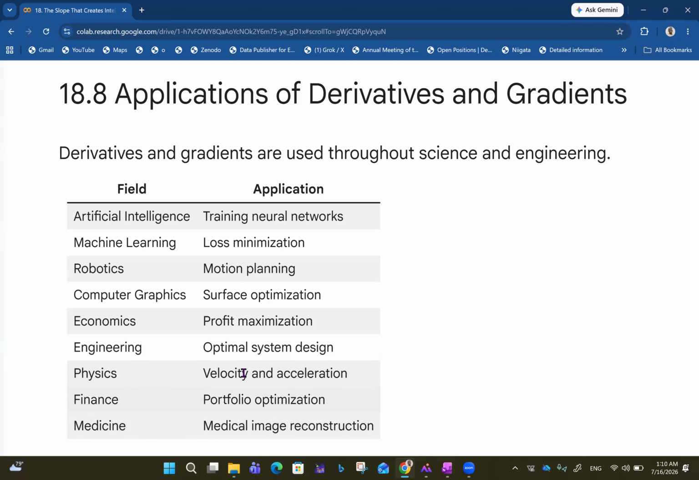In physics, we also have velocity and acceleration. Derivatives and gradients can help us to understand velocity and acceleration. In finance, we have portfolio optimization, and then in medicine, you have medical image reconstruction.